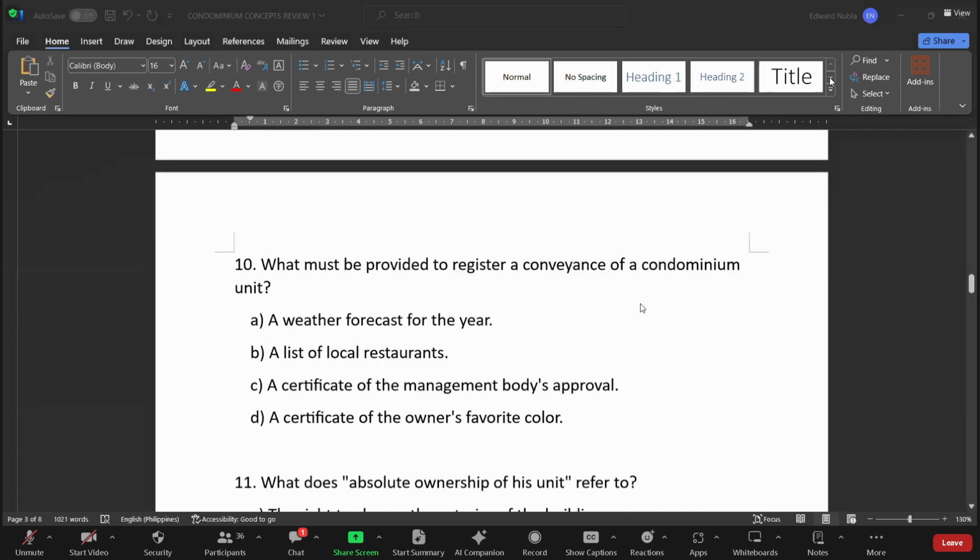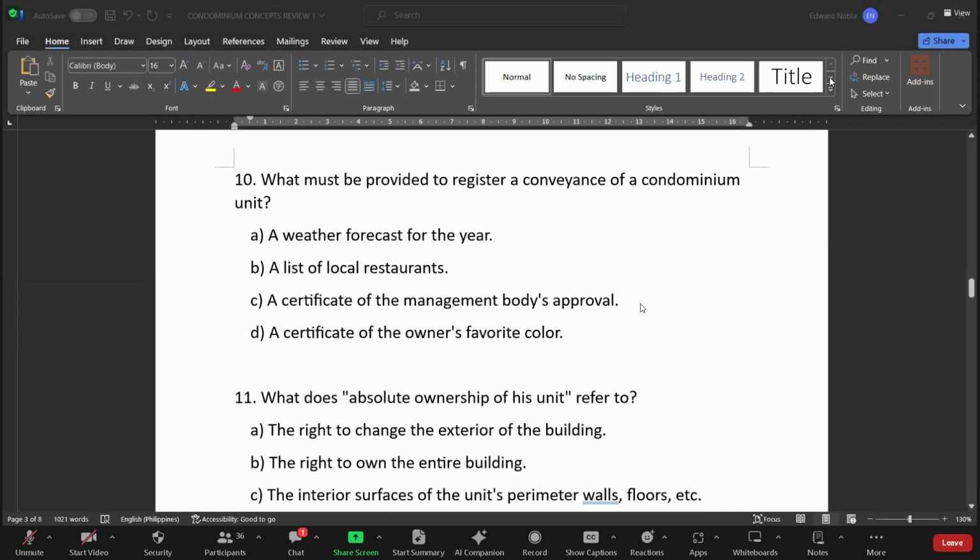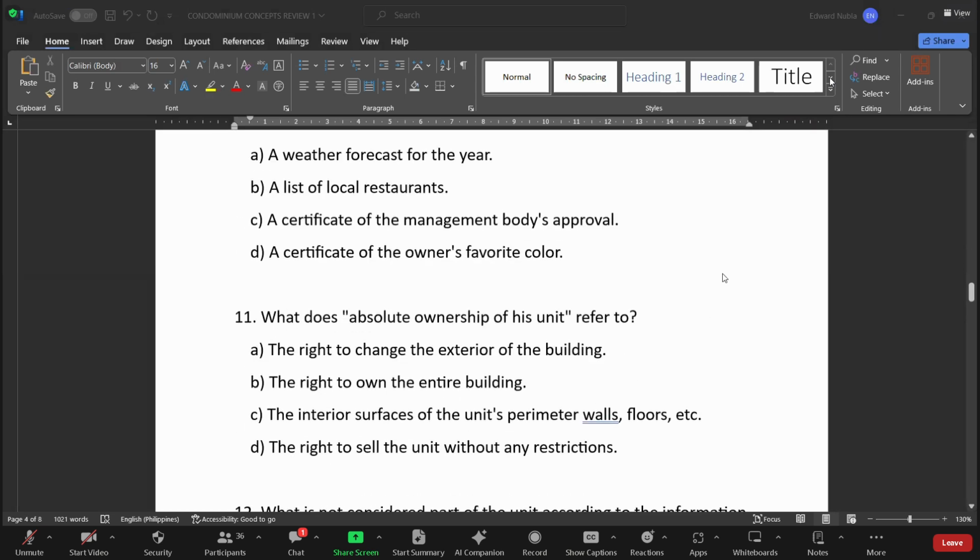Okay. 11. What does absolute ownership of his unit refer to? A. The right to change the exterior of the building. B. The right to own the entire building. C. The interior surfaces of the unit's perimeter walls, floors, etc. Or D. The right to sell the unit without any restrictions.